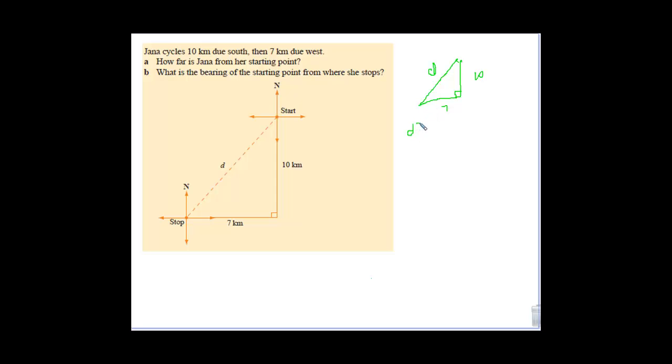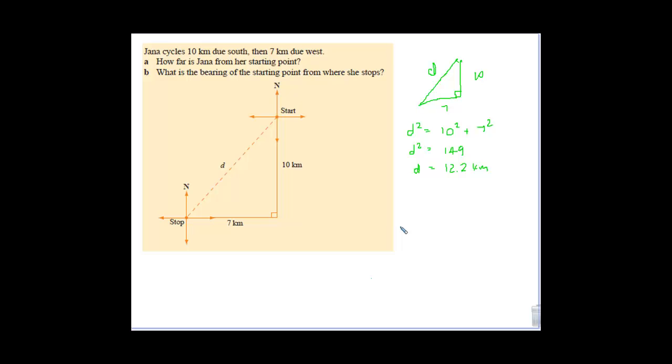So we get d squared equals 10 squared plus 7 squared. And then d squared equals the sum of those, which is 149. And d equals the square root of that, which is 12.2 approximately kilometres. Makes sense. It's the hypotenuse, the longest side. Yep, the figures check out.